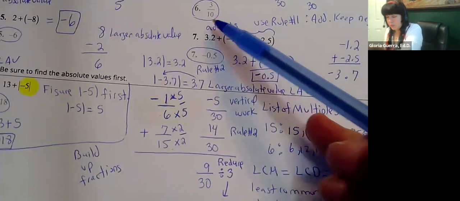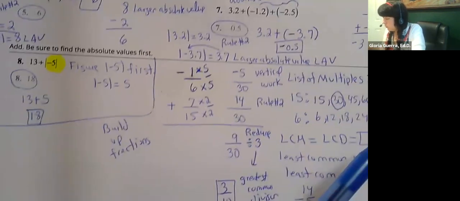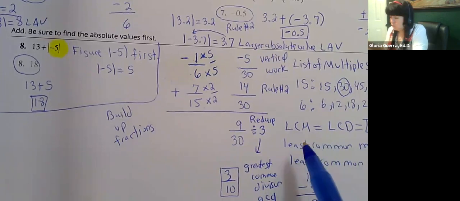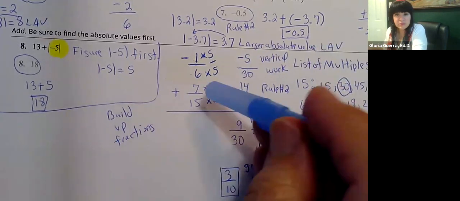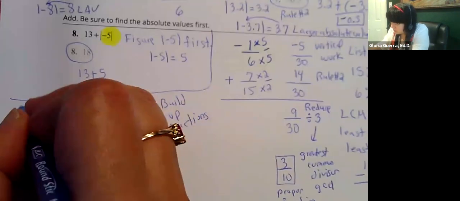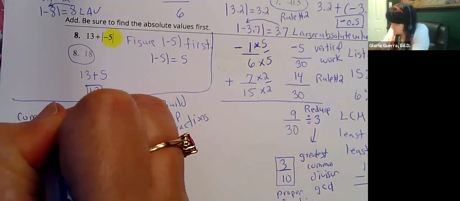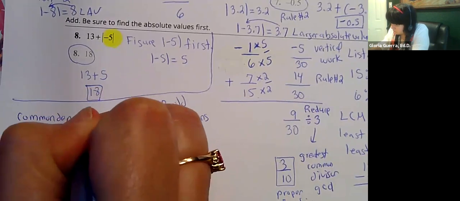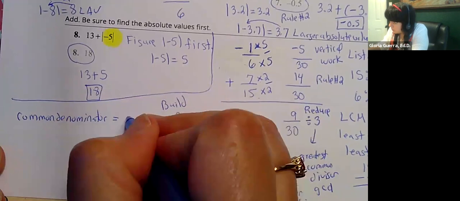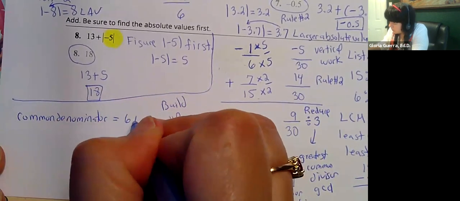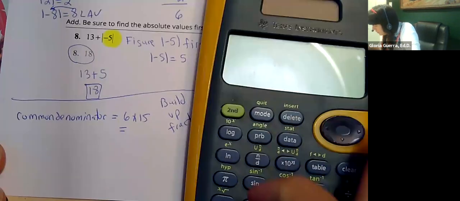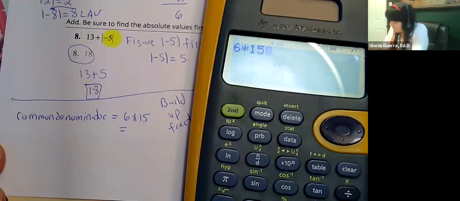Now, if you don't want to use the LCM, then the other option would be just to multiply the denominators, 6 times 15. So then you would show your work like this. You would say common denominator equals, and you would put 6 times 15. And you saw that 6 times 15 was 90.